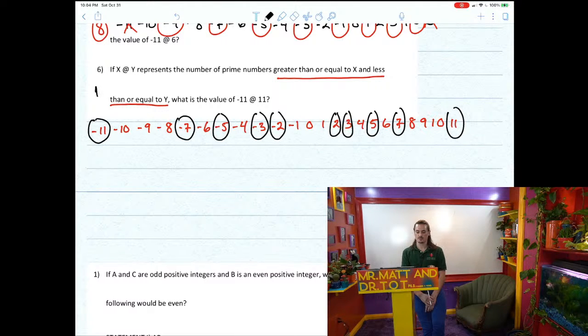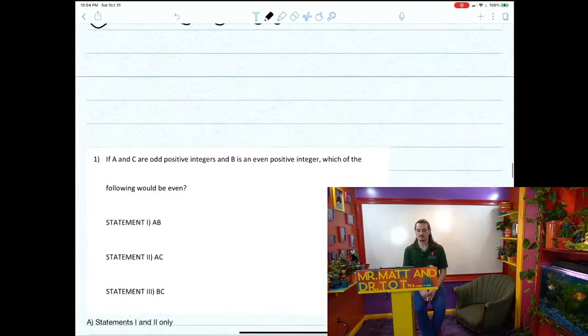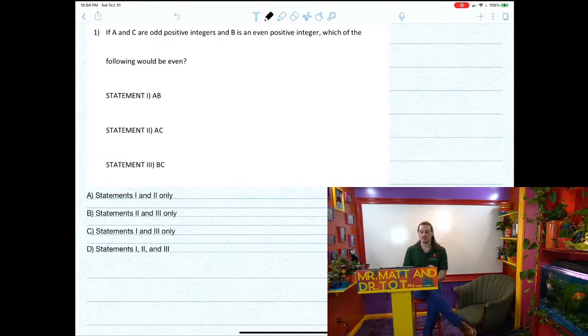I'm going to give you 3 minutes. I'd like you to answer question number 1. Question number 1 says, if A and C are odd positive integers and B is an even positive integer, which of the following would be even? Statement 1 says A times B. Statement 2 says A times C. Statement 3 says B times C.